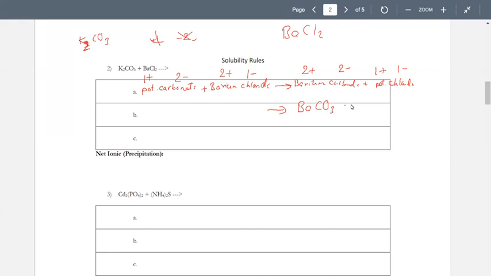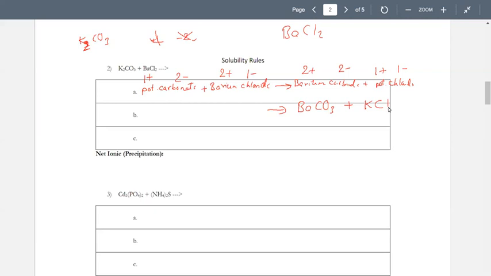And for potassium chloride, the charge is 1 and 1. So how do I write this? This is potassium, this is chloride. Do I have to write any subscript? No, because it is 1 and 1. Are you guys following me or not? All of you.